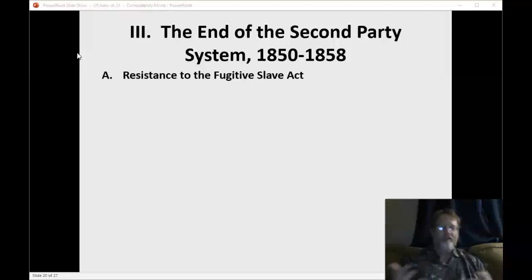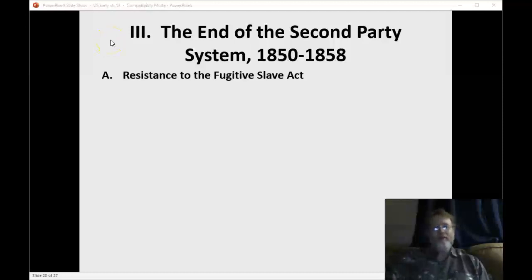Then we have from the 30s to the 50s, the Democrats and the Whigs. That's our second party system. And this is what ushers in the third party system, which, by the way, is what we are still in today. We are still in the third party system, and certainly no evidence that's ever going to change. Not in the future, not in any lifetime that we're going to be involved in, probably.